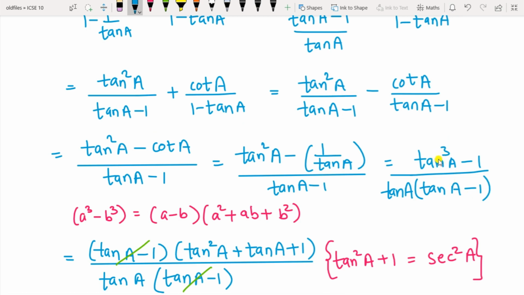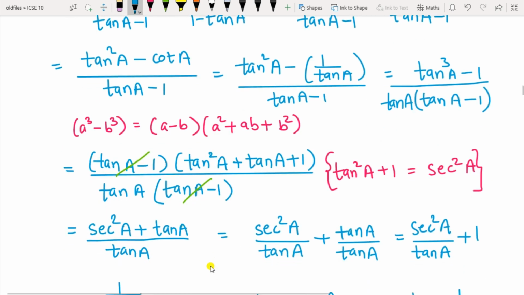Now here again it is a cube minus b cube, so write this expansion: tan a minus 1, tan square a into tan a into 1 is tan a, and 1 square is 1, and the denominator tan a bracket tan a minus 1. So this bracket will get cancelled, and we know that tan square a plus 1 equals sec square a. So in these two terms you put sec square a, and plus tan a upon tan a. Now write the denominator 2 times, that is sec square a upon tan a and tan a upon tan a. So tan a will get cancelled here. So this is sec square a upon tan a plus 1.